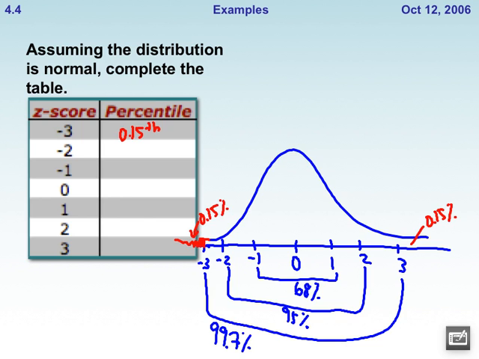For negative 2, if we do negative 2 and everything below it, 95% is between negative 2 and positive 2, which means 5% is outside. Divide that in half, and you get 2.5%. So a z-score of negative 2 means you're at the 2.5th percentile. Does that give you enough information to keep going? Yes. Okay, take 1 minute and see if you can finish this, please.